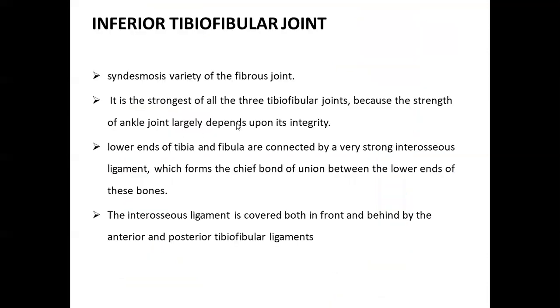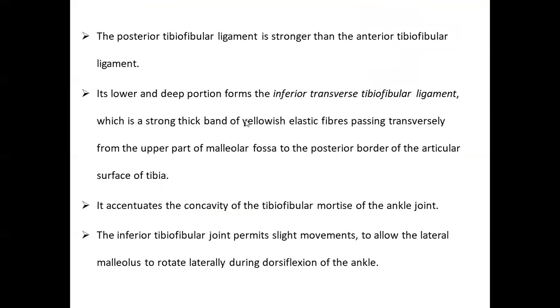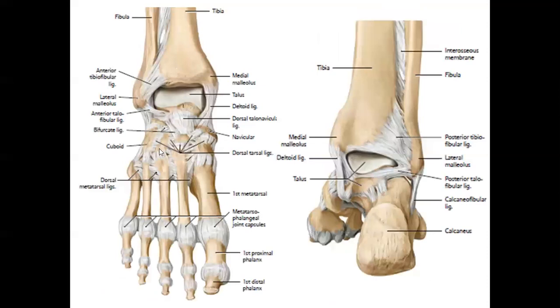Coming to the inferior tibiofibular joint. Now, this is the inferior tibiofibular joint. It is a syndesmosis variety of joint. It is the strongest of all the three tibiofibular joints, and the strength of the ankle joint, that is an important joint, depends upon the integrity of this inferior tibiofibular joint.